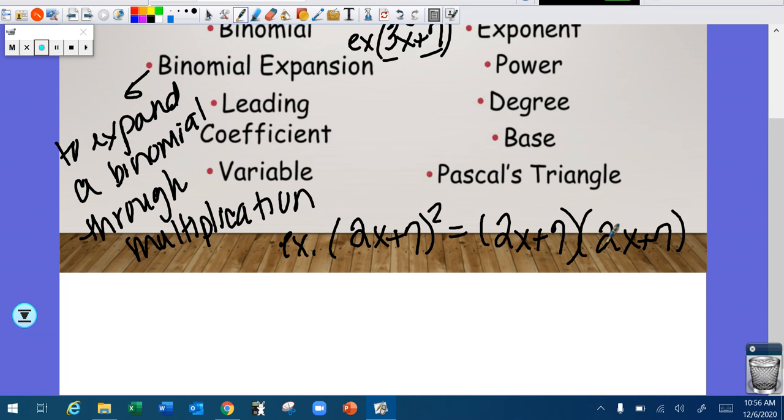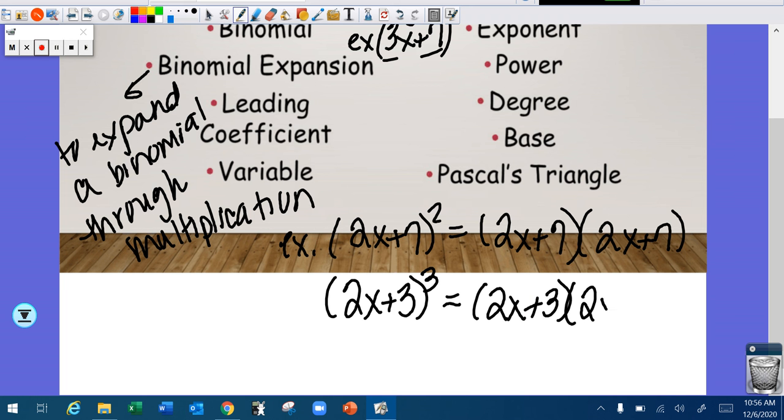Now we can use FOIL or the box method. What makes what we're going to talk about today different is how we deal with situations that are greater than 2, because they take a little longer to write out and multiply. So we're going to focus on when a degree is greater than 2 and how I expand that binomial. In other words, how do I multiply that binomial?